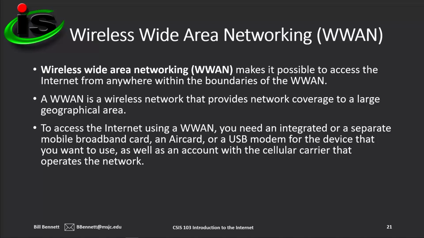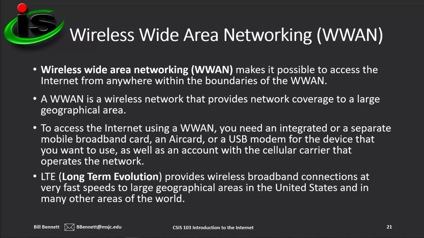Unlike Wi-Fi connectivity, as you travel, your device will remain connected for as long as the device can receive the cellular phone carrier's signal. You may have seen your smartphone connect to your cellular carrier's signal using LTE, or long-term evolution, which provides wireless broadband connections at very fast speeds to large geographical areas in the United States and in many other areas of the world. Since 2010, cellular carriers have built nationwide 4G LTE networks. When outside the LTE network's coverage area, 4G devices automatically connect to the carrier's 3G network for their signals.